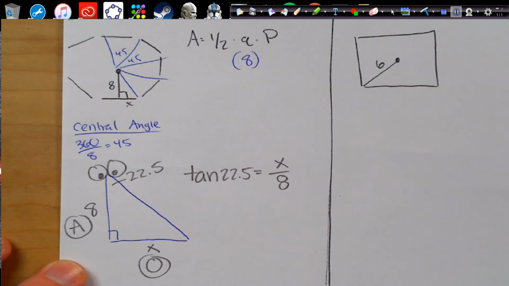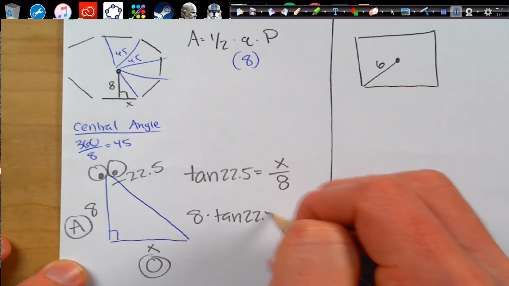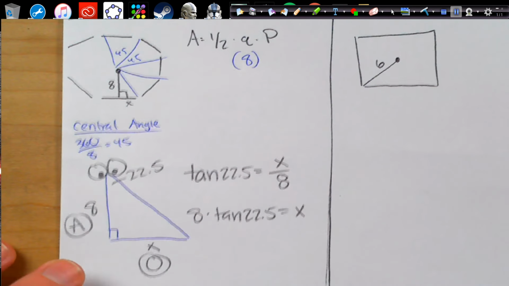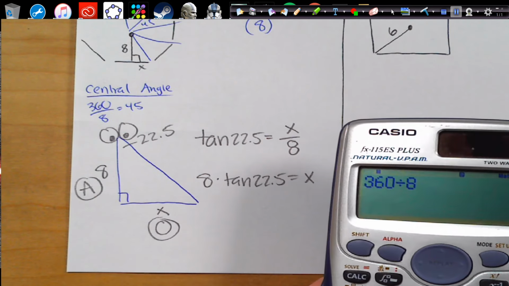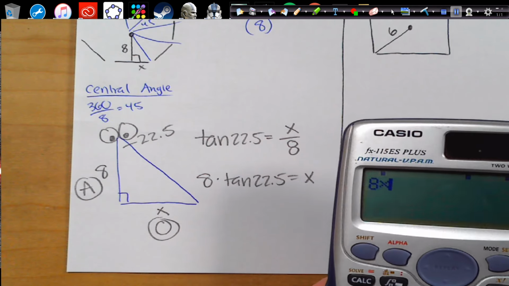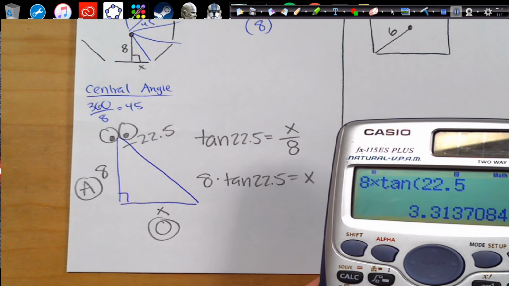How do I get rid of the 8? Multiply. Grab our calculators, and we're going to get 8 times tan 22.5, and we get 3.31.